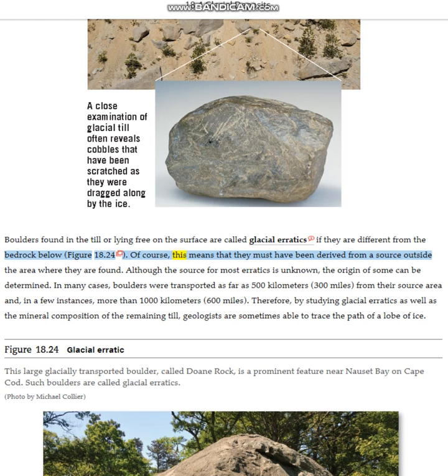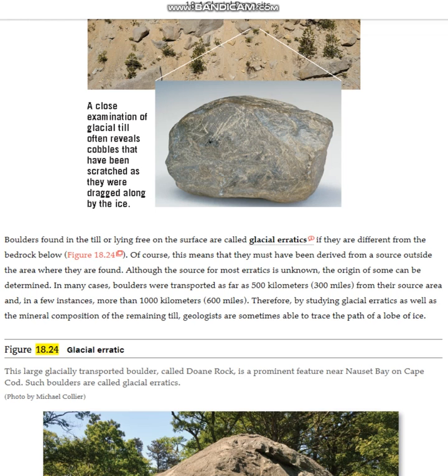Of course, this means that they must have been derived from a source outside the area where they are found. Although the source for most erratics is unknown, the origin of some can be determined. In many cases, boulders were transported as far as 500 kilometers, 300 miles, from their source area and, in a few instances, more than 1,000 kilometers, 600 miles. Therefore, by studying glacial erratics as well as the mineral composition of the remaining till, geologists are sometimes able to trace the path of a lobe of ice.